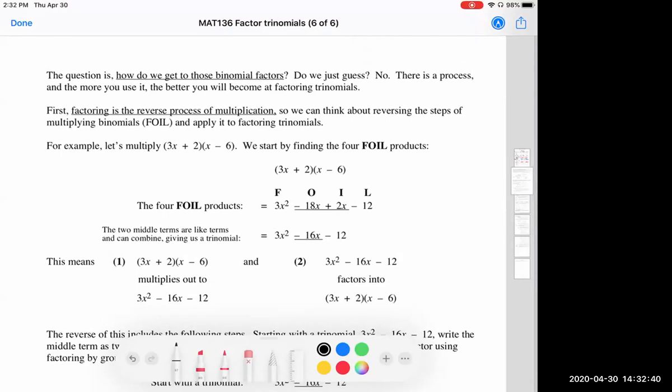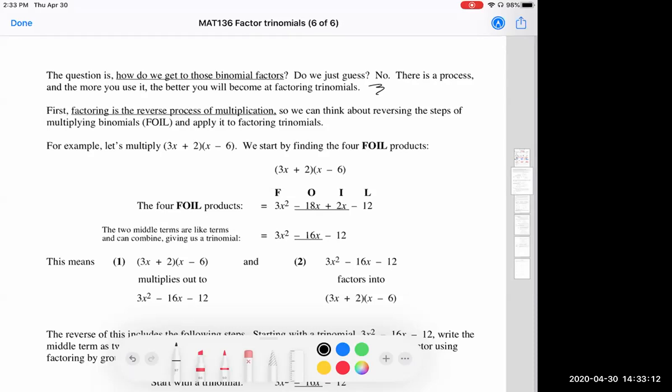Do we just guess? No, there is a process, and the more you see it, the better you'll become at factoring trinomials. First, factoring is the reverse process of multiplication. So we can think about reversing the steps of multiplying binomials, FOIL, and simplifying to trinomials, and apply that to factoring trinomials. For example, let's multiply 3x plus 2 times x minus 6.